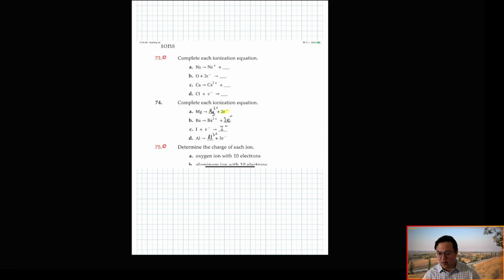Anything else? Oh, yes, I can upload the key for that. Sorry, I forgot I said I would do that. I'll do that right now. And I'll upload it on that same page.